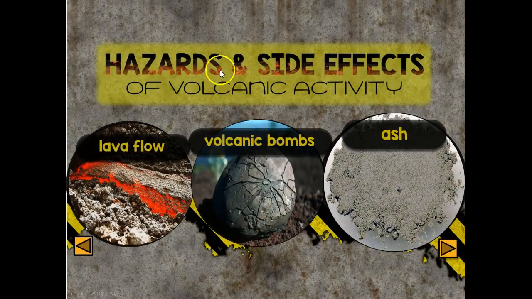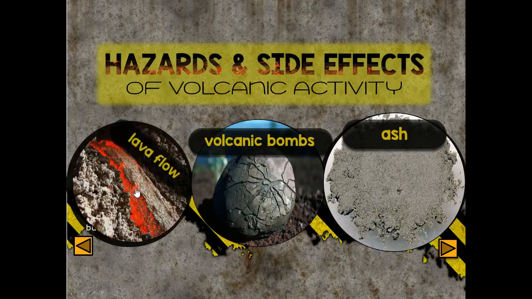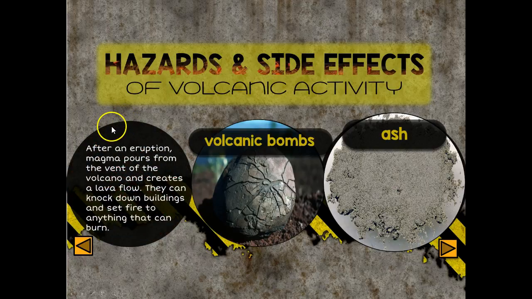This is the last slide, so these are the last three hazards and side effects of volcanic activity. The first one is just that actual lava flow itself. And obviously it's really dangerous because after an eruption, that magma pours from the vent and that creates that lava flow. And that lava can knock down buildings, it can set fire to anything that can burn. So it runs into a lot of different things, trees, buildings, cars, anything that's in the way that can't get out of the way.